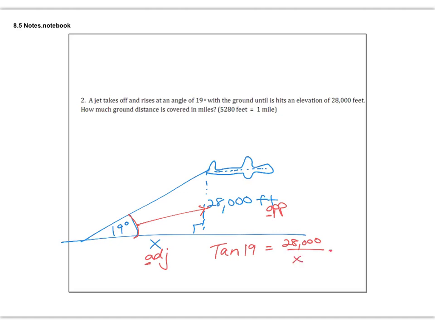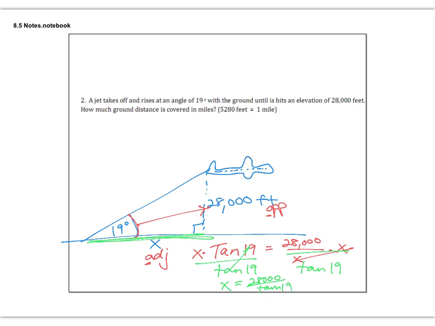Multiply by whatever's on the bottom. In this case, we're going to have to multiply by x. They cancel. To get rid of this tangent 19, to get x by itself, it's x times tangent 19. To undo it times, we're going to have to divide. For some of you, you might have been a little confused thinking you had to do inverse. You only are doing inverse when you're trying to solve for an angle measure. We're not solving for an angle measure, we're solving for a side length. Okay, so x turns out to be 28,000 divided by tangent 19.